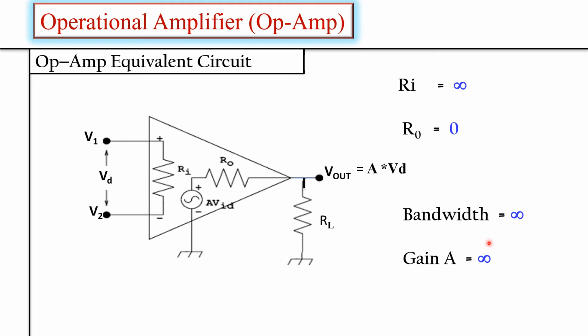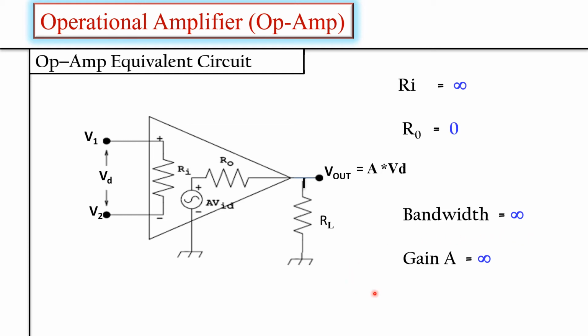Clear? The next characteristic: the bandwidth of an ideal op-amp should be equal to infinity. What is bandwidth? Bandwidth is nothing but the range of frequency. So it means it should support all the frequencies starting from 0 Hz to infinity. It should respond to all frequencies from 0 Hz to infinity. So the bandwidth of an ideal op-amp should be infinity. This is another characteristic of an ideal op-amp.